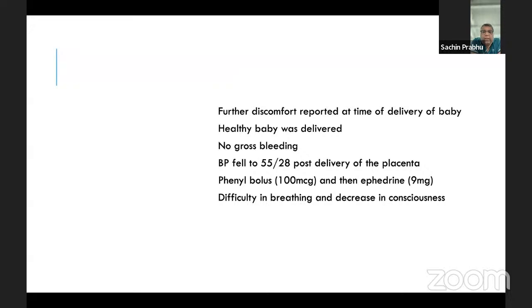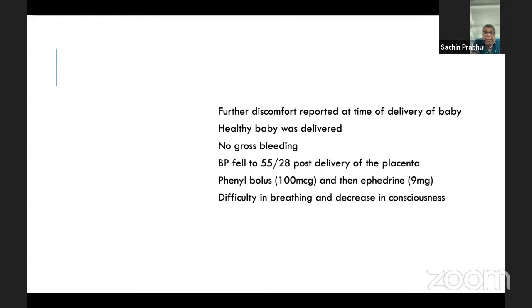Once she starts, it's not uncommon for patients to complain about discomfort when the baby is being delivered. So the usual things were done. She was reassured because the level was good. A healthy baby was delivered. There was no bleeding. After the baby was delivered, there was a drop in blood pressure. Very common differential diagnosis: you think about a high spinal, and so on and so forth.